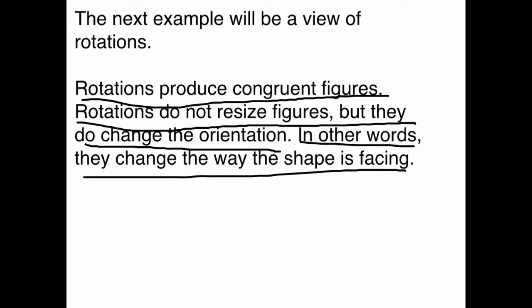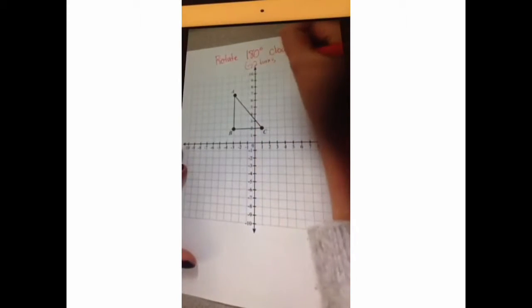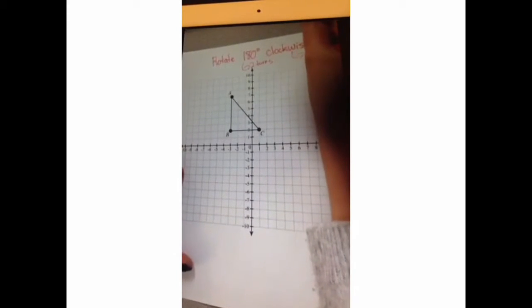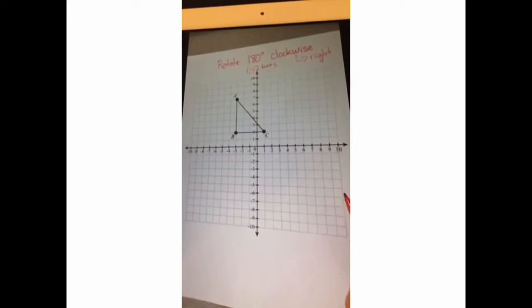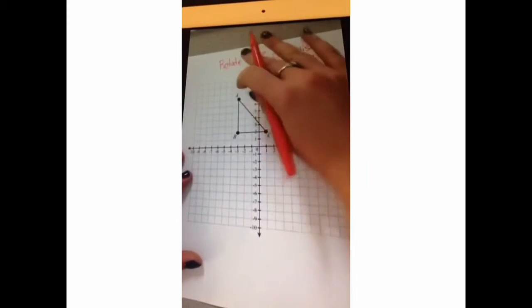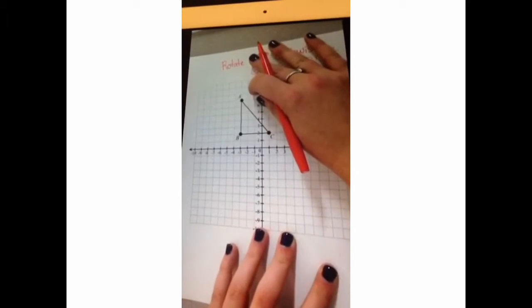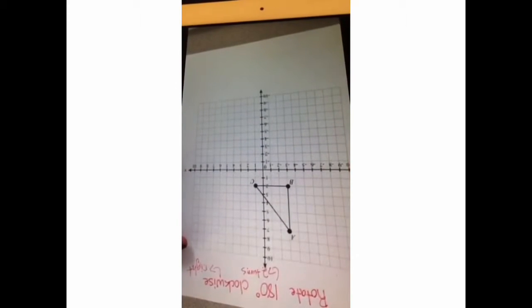That's great, guys. First figure, we're going to rotate it 180 degrees clockwise. 180 degrees tells me I'm going to be doing 2 turns, and clockwise tells me I'm going to be turning my paper to the right. Now, my very first step is to turn the graph the number of turns. Well, we just said it was going to be 2 turns and that it was going to be to the right. So I'm going to take my paper and turn it 2 times to the right. 1, 2.